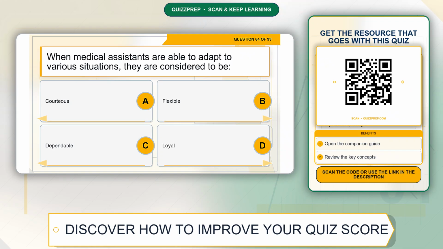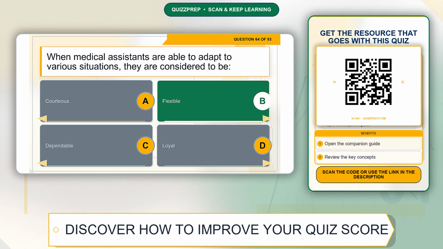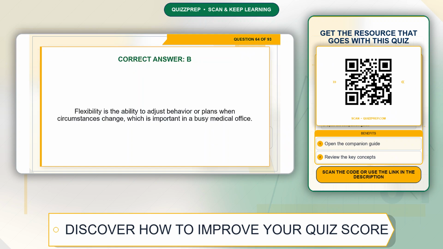Question 64. When medical assistants are able to adapt to various situations, they are considered to be: Option A, courteous. Option B, flexible. Option C, dependable. Option D, loyal. The correct answer is option B, flexible. Explanation. Flexibility is the ability to adjust behavior or plans when circumstances change, which is important in a busy medical office.